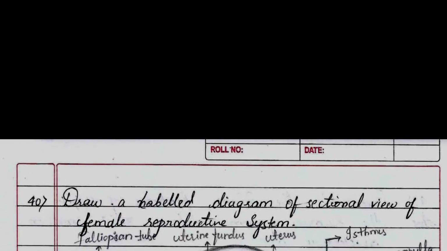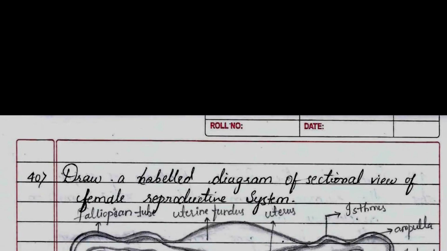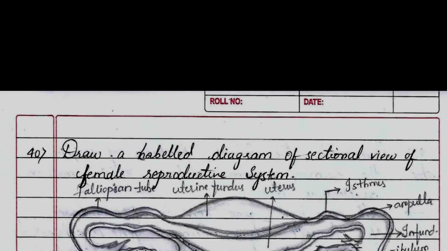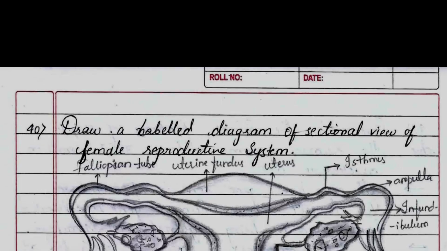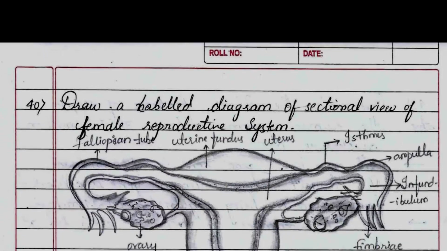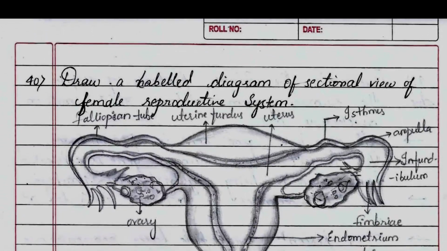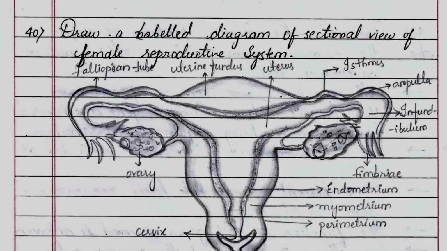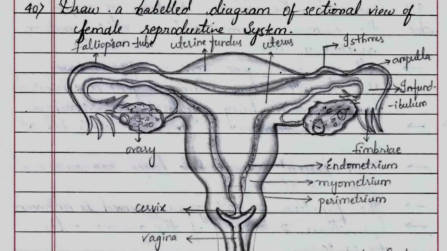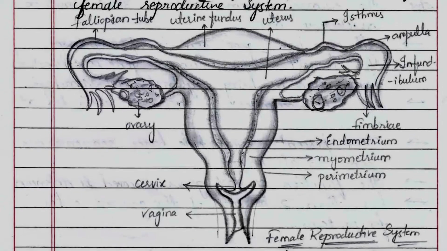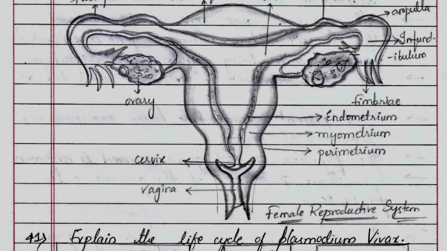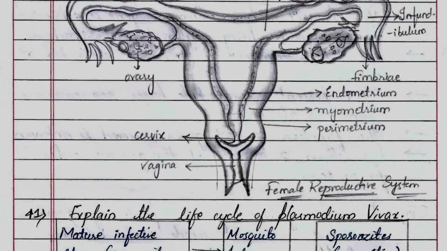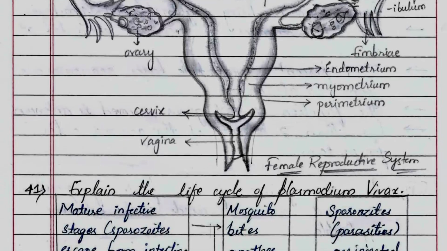Fortieth question is draw a neat labeled diagram of sectional view of female reproductive system. Here is the diagram. Forty-first question. Explain the life cycle of Plasmodium vivax. Here is the complete cycle of Plasmodium vivax.